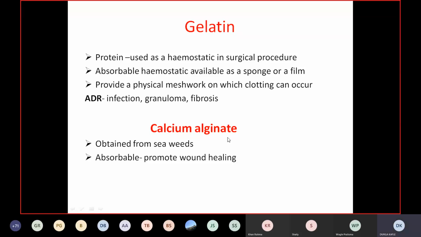Next is the calcium alginate. It is extracted from seaweeds. It is also absorbable, and it promotes wound healing. Besides clotting, it also promotes wound healing at the site of rupture of the endothelium.